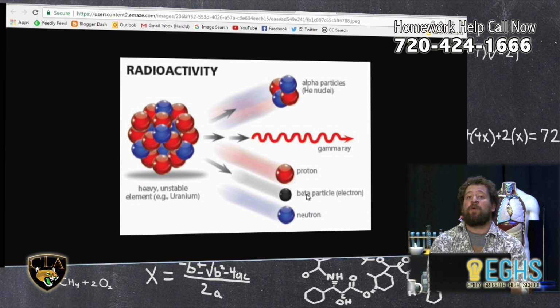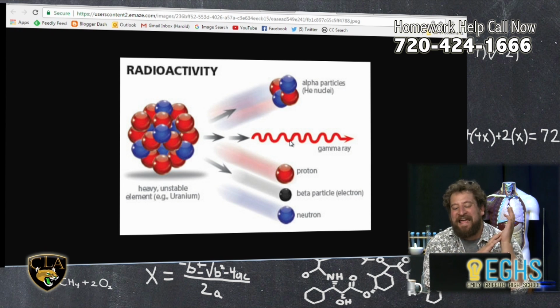The kind of radiation you really want to look out for is gamma radiation, which is a highly charged photon. It's essentially just an energy particle that's released from the nucleus itself. It takes several inches of lead to block gamma radiation.